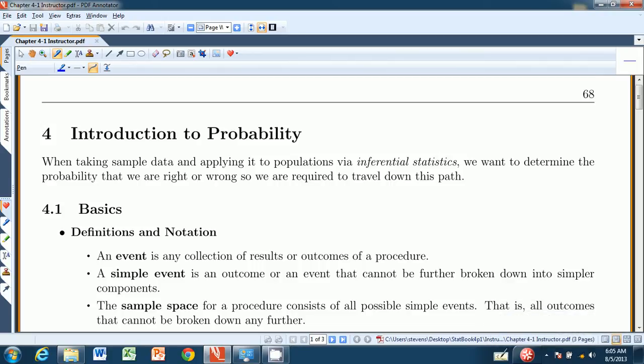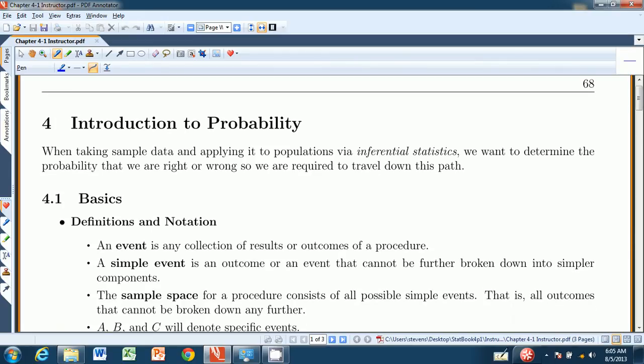Hi there, and welcome to Chapter 4.1, The Basics of Probability, in Stevens' Introduction to Statistics, the Think and Do book. Here we're going to go over some terminology, and then we're going to define the classical approach to calculating a probability. We'll do a couple of other approaches, but that's the main goal of this particular chapter.